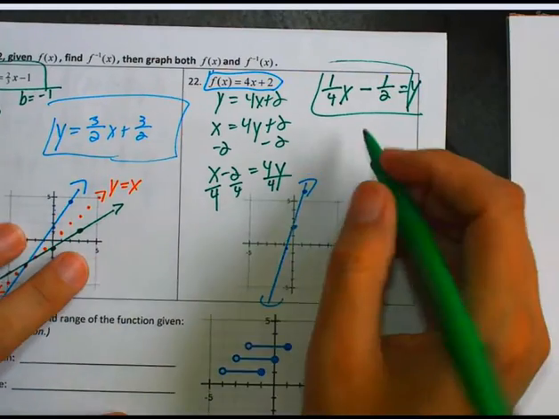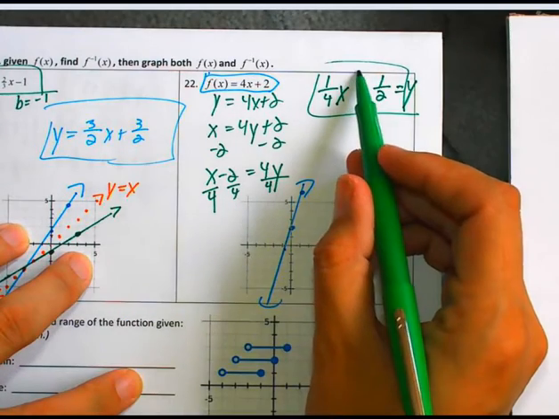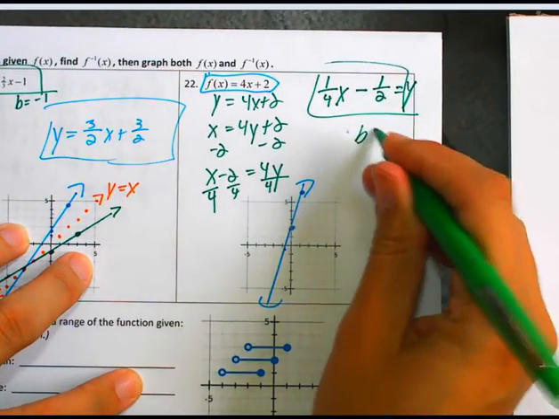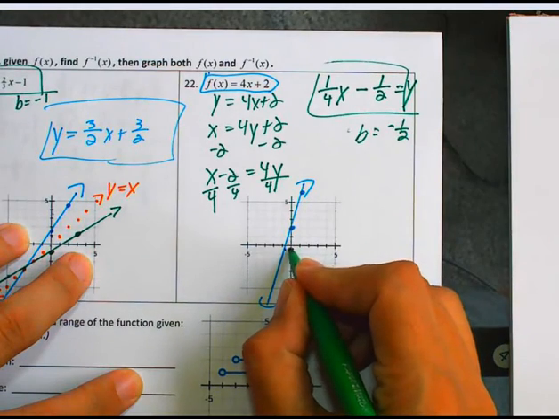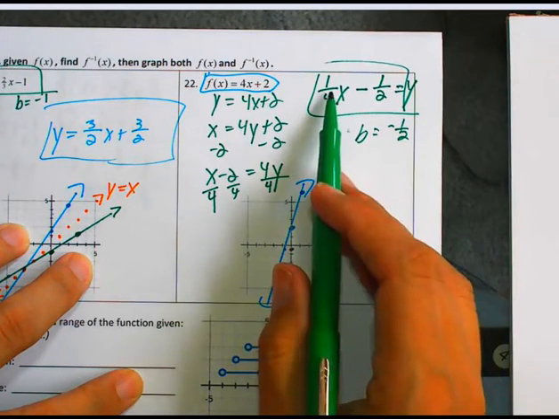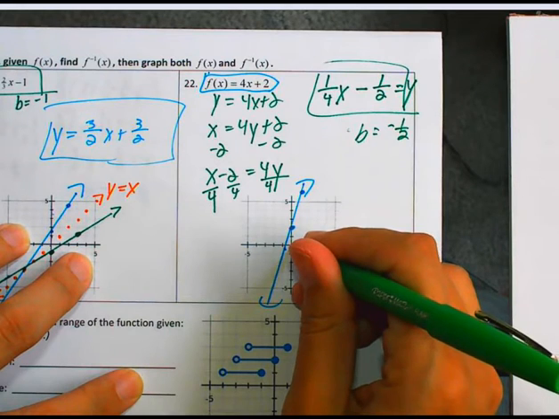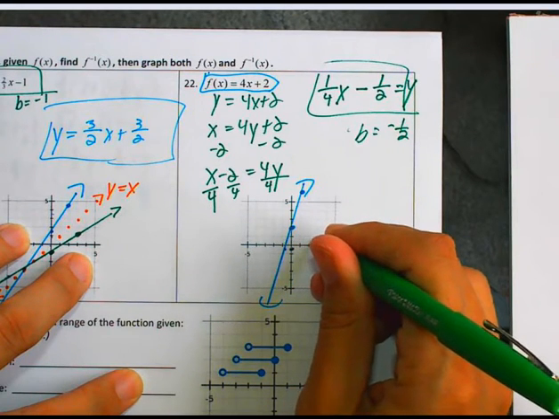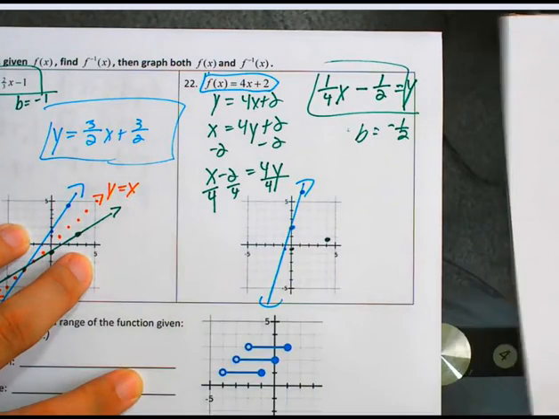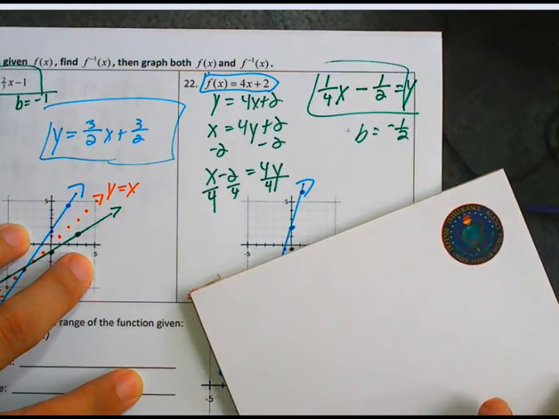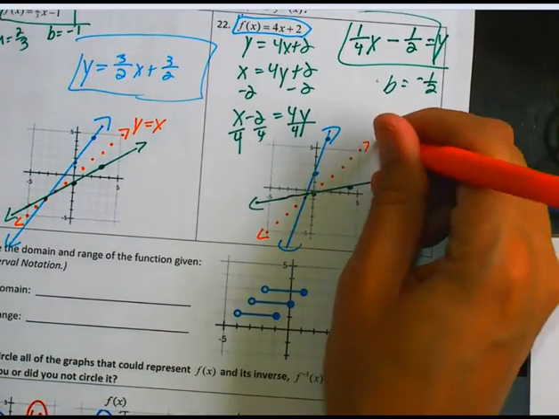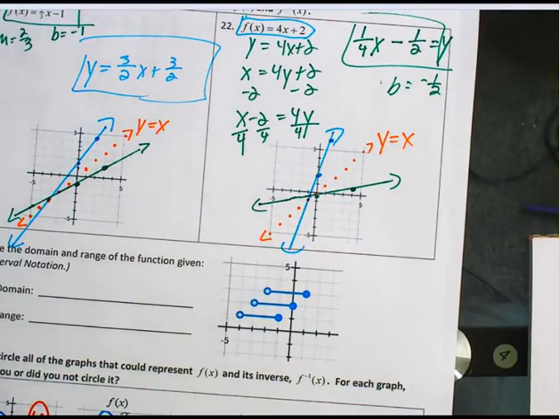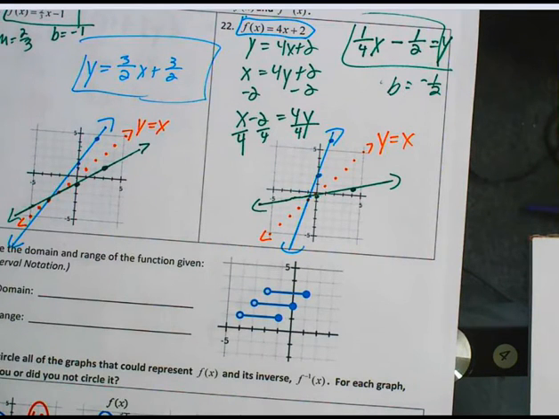Now we're going to do the same thing for our inverse function. Our b equals -1/2, so that's where we're going to start. Then we are going to go up 1/4, up 1/4. Now we're going to graph that line. Again, I went ahead and drew in that reflection line y equals x so that we can be sure that we have a reflection, which means that these two functions are inverses of each other.